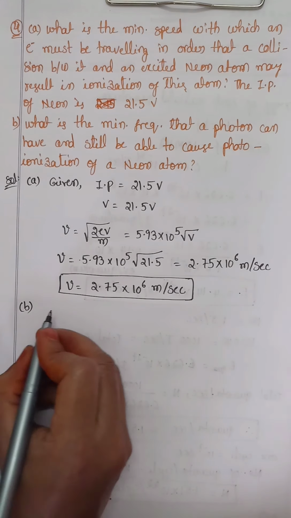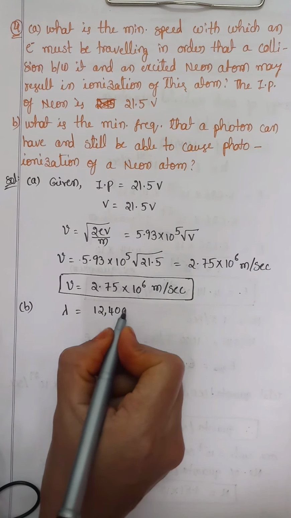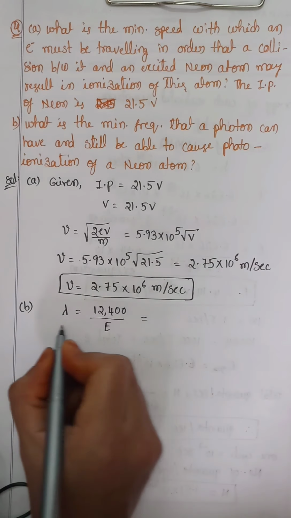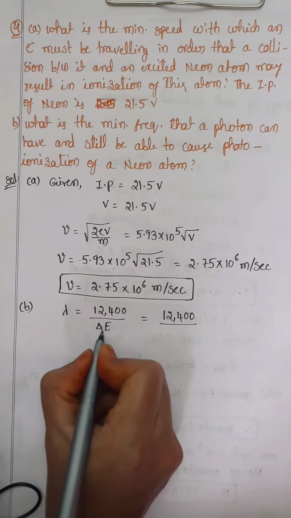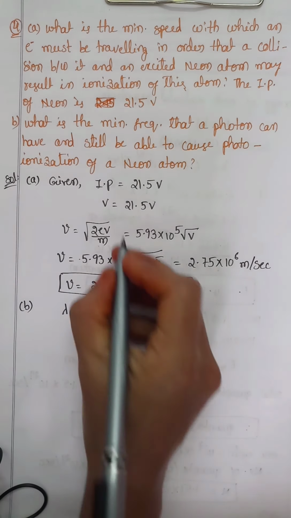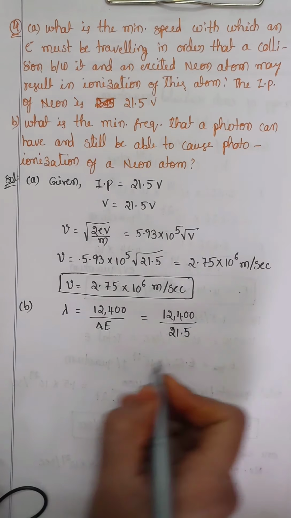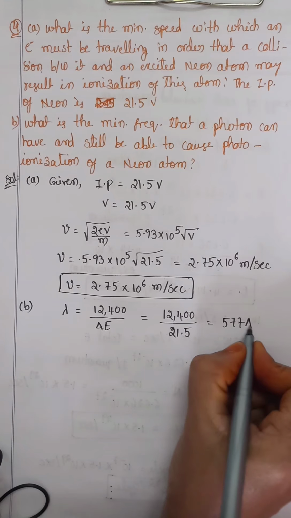So, we know the formula that lambda is equal to 12,400 divided by E. So, here, 12,400 divided by delta E. So, E2 minus E1 is nothing but the ionization potential. So, 21.5. If we substitute that, we get 577 angstroms.